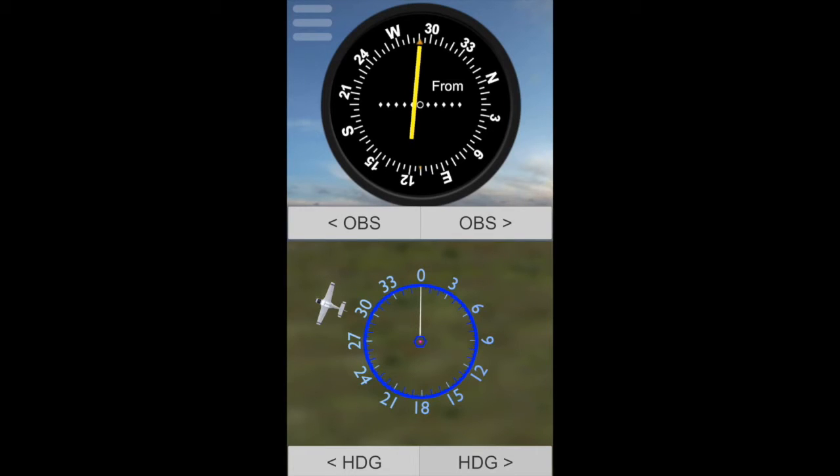Okay, so it's very critical that you understand the concepts of FROM versus TO. What does a FROM indication mean? What does a TO indication mean? And grasp the important concept that the heading of your plane does not matter. The plane could be facing anywhere, it doesn't matter. What matters is the radial the plane lies on at that moment. And this is how it works.